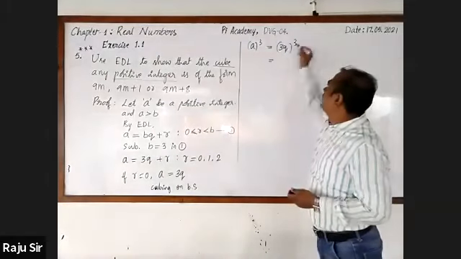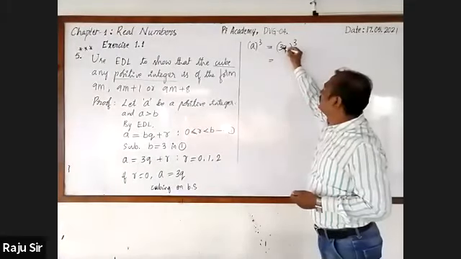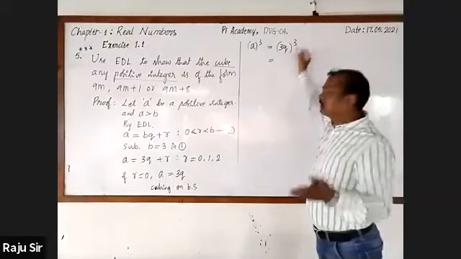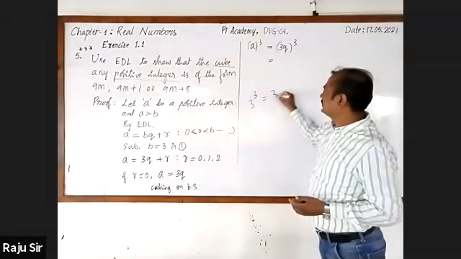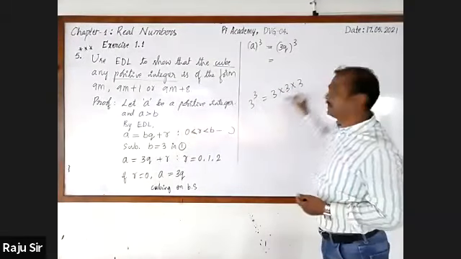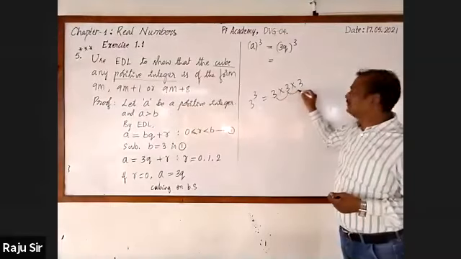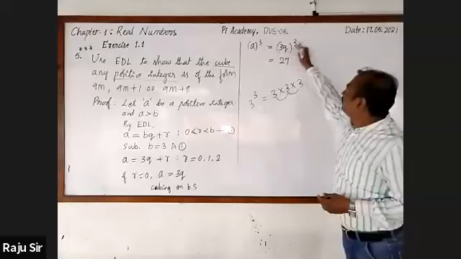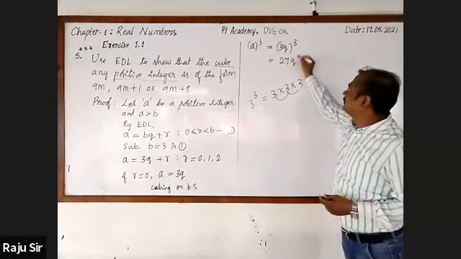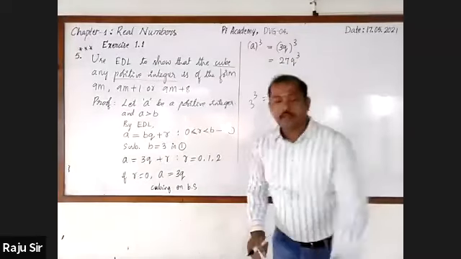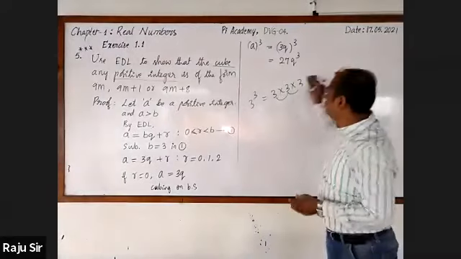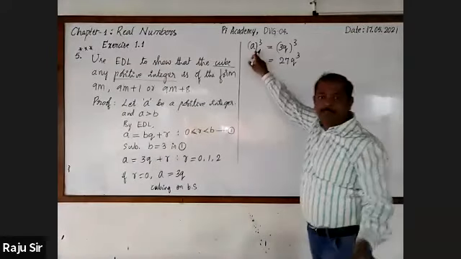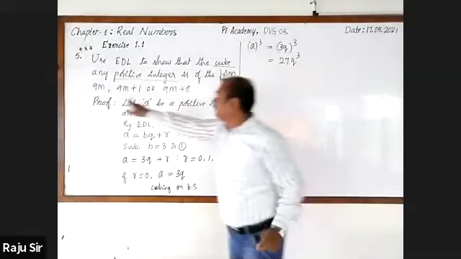Then apply cube to both the terms. 3 cube is 3 into 3 into 3. Multiply this. 3 3s are 9, 9 3s are 27. And the whole is raised to the power 3, so 27 cube. We are going to prove that the cube of any positive integer will be in the form of either 9m plus 1 or 9m plus 8.